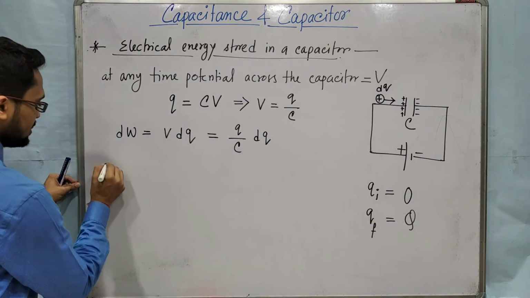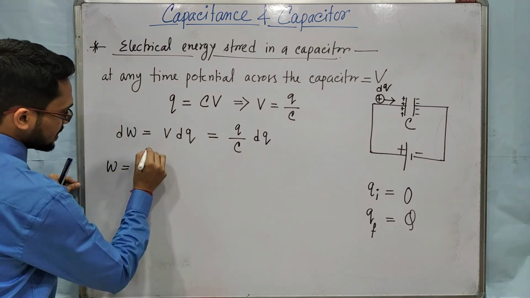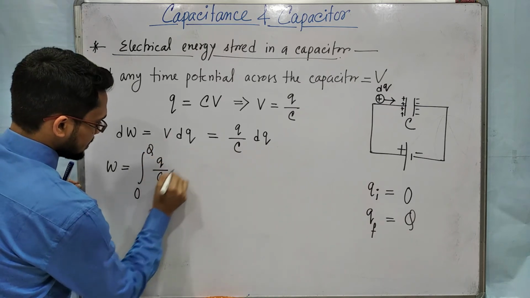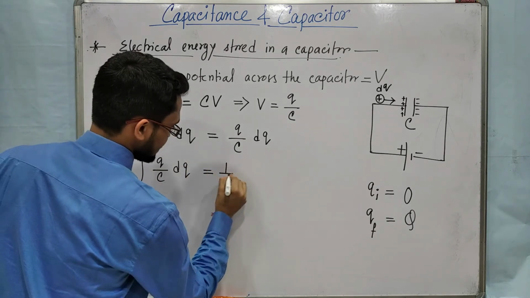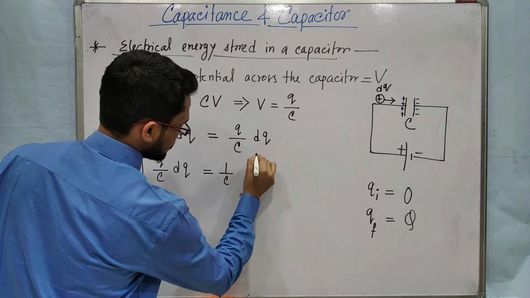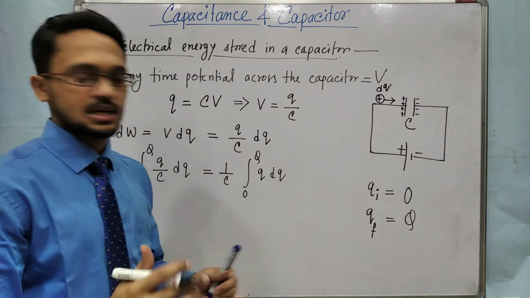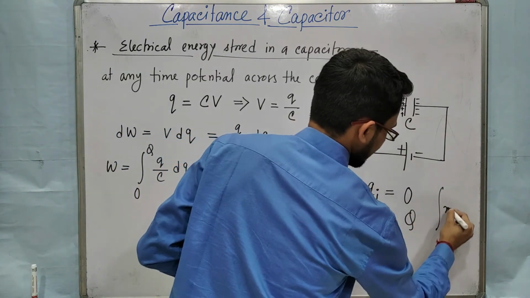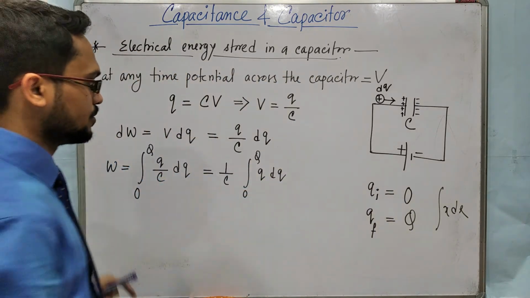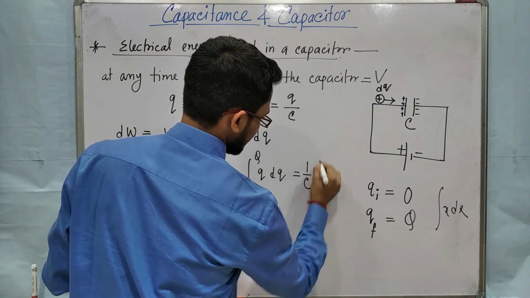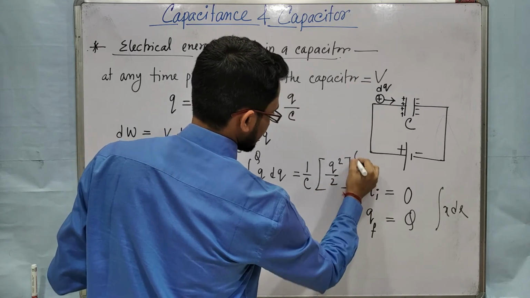What will be the total work done? W. Total work done means integration, lower limit 0, upper limit Q, q by C dq. Now C is constant, so 1 by C comes out. Integration 0 to Q of q dq. Now what is the integration of q dq? Like integration of x dx, it is q square by 2, like x square by 2. So it will be 1 by C, q square by 2, lower limit 0, upper limit Q.